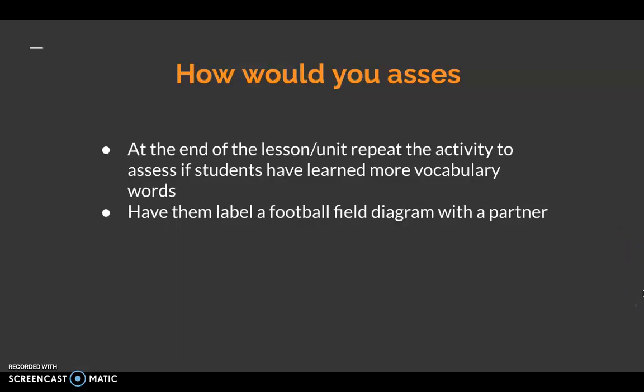And then how would you assess this? At the end of the lesson or the unit, you could repeat the activity that you did at the start, and then you could just assess how students learned. So for the words they didn't know, did they gain the knowledge and progress to fill those definitions out in their vocab words? And then they could also label a football field diagram with a partner, by themselves, or you can have them group whole class, and this will really show how they comprehended the whole lesson.